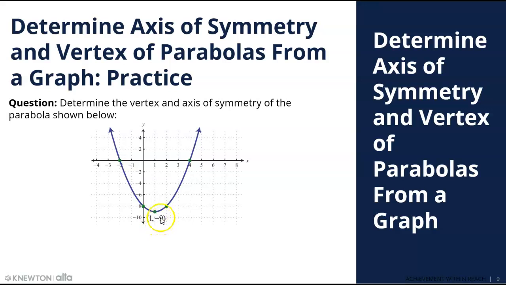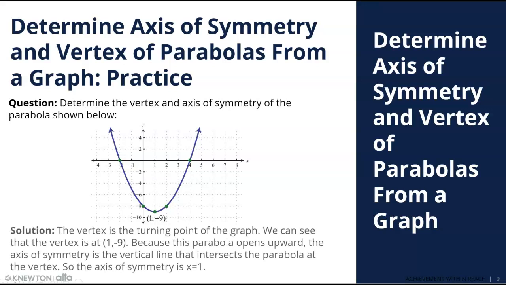Now the axis of symmetry in this case is a vertical line that passes through the vertex. So it is this line here that passes through x equals 1. And since it's a vertical line, the equation for a vertical line is of the form x equals a constant. So the axis of symmetry here is the line x equals negative 1.